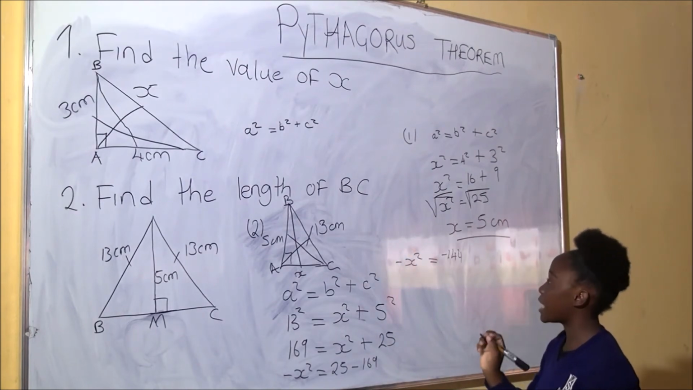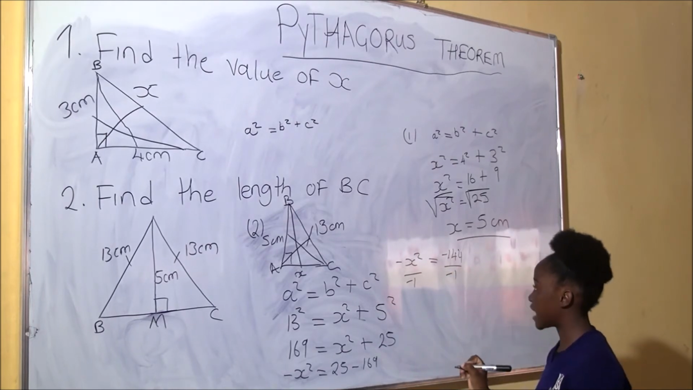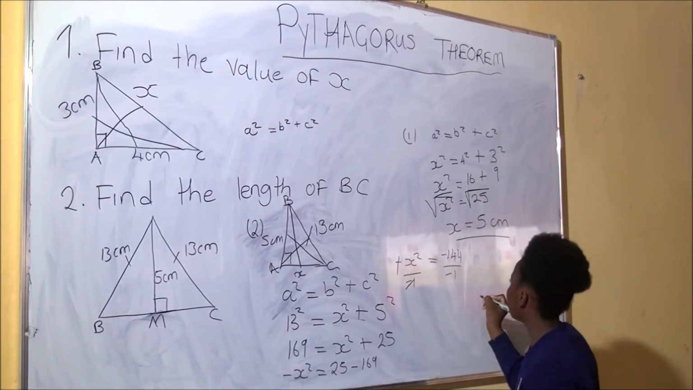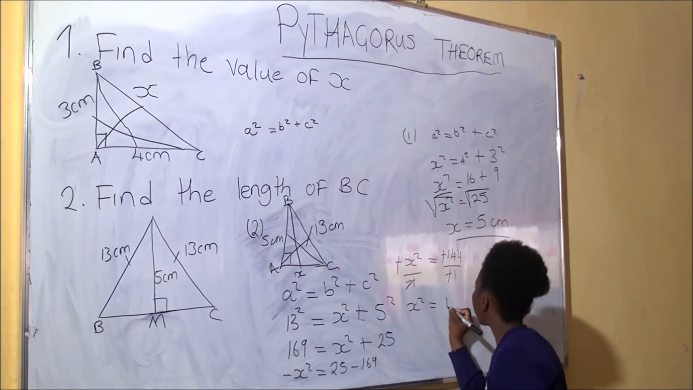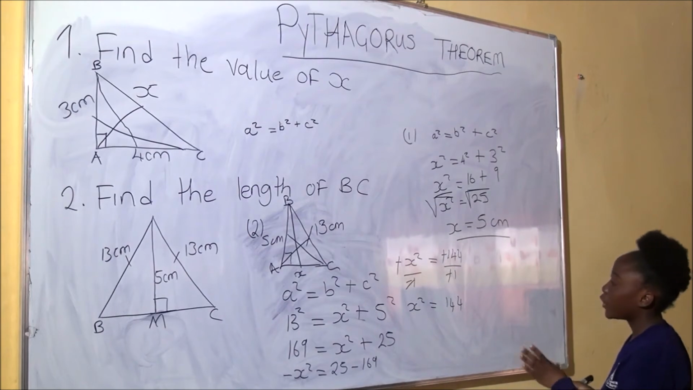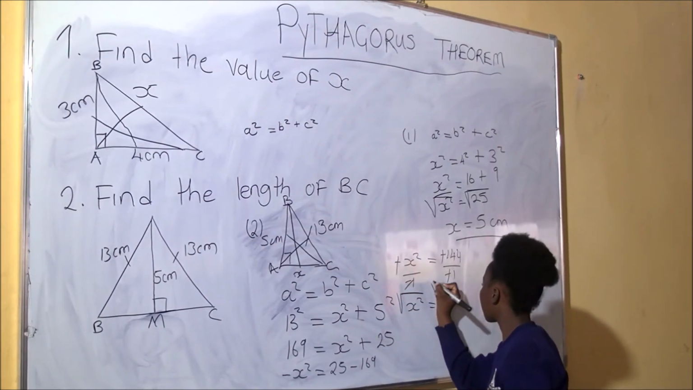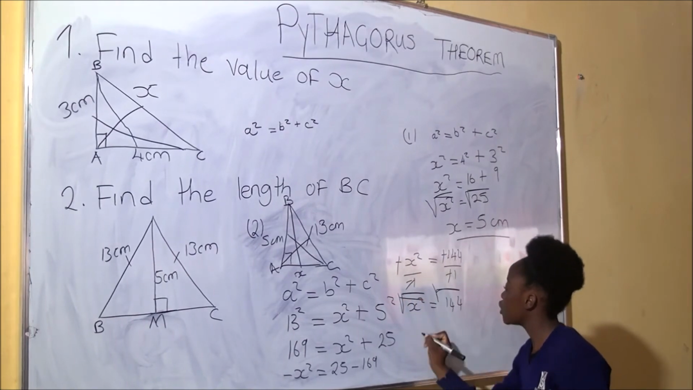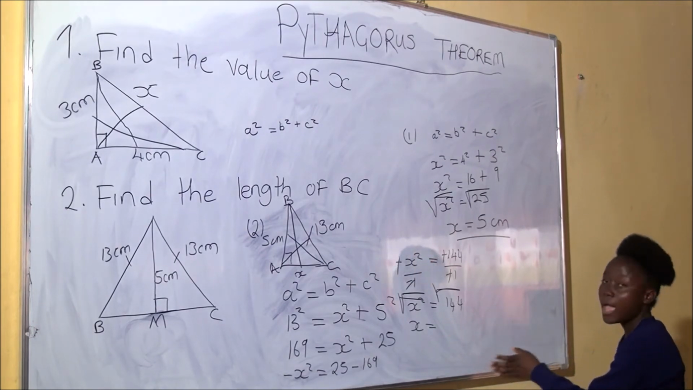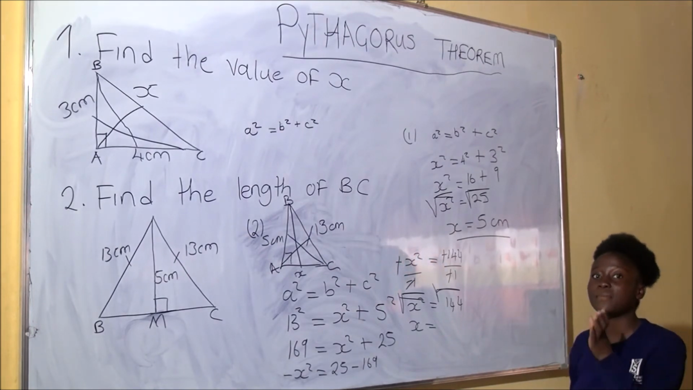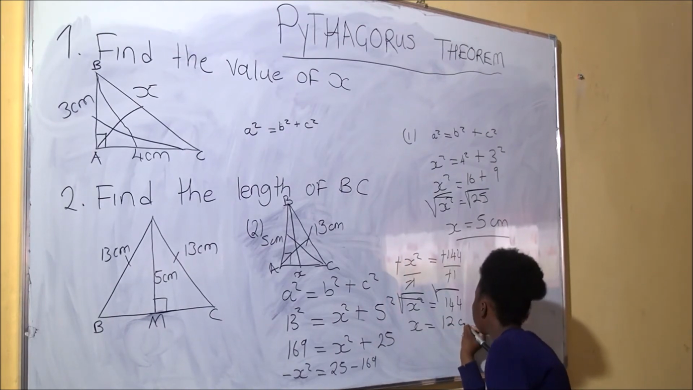Now we have to make x a positive. We'll divide by a negative 1 on both sides. Here, negative cancels negative, which leaves us with x squared equals 144. Now we're going to introduce square roots. The square root of this one we cancel, which will give us x equals the square root of 144, meaning that we have to look for a number which can be multiplied 2 times to get 144, and that's 12, which would be 12 centimeters.